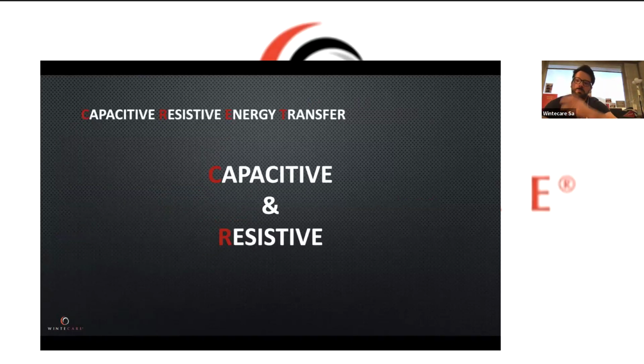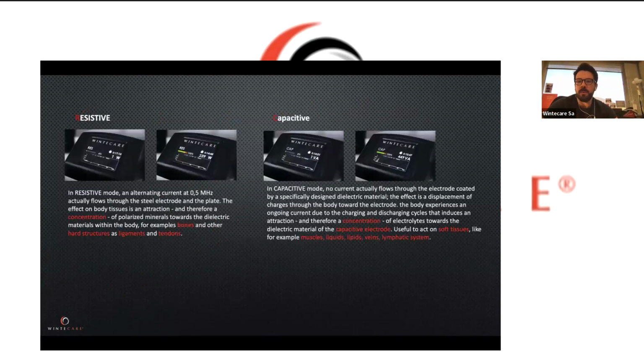Capacitive and resistive. So what is the difference? I'm sure you're familiar with this, but let's say that in resistive, between the plate and the electrode, there's an electromagnetic transfer of electrical charges. Everything in between is involved. So if I put the plate under the abdomen and the electrode under the plantar fascia, we are actually affecting the whole leg, okay, everything in between. The ankle, the calf, the soleus, the knee, the hamstring, the gluteus, everything.